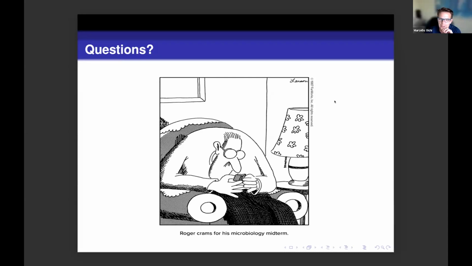Will you be publishing this one soon? Because we are really interested. Yeah, we have a submission at the moment. Okay. Excellent. I'm happy to send a preprint if you want to see it.